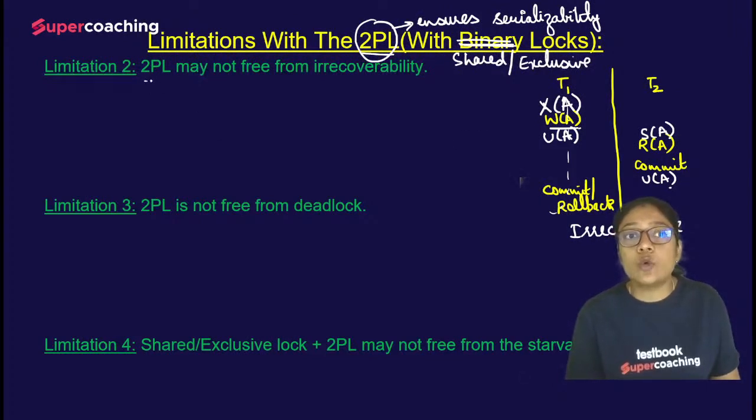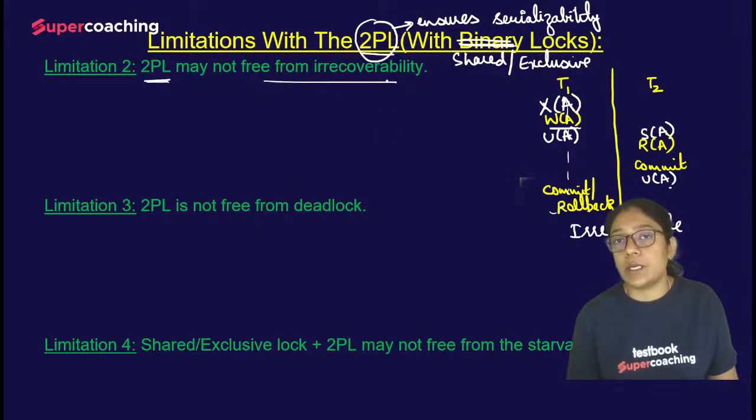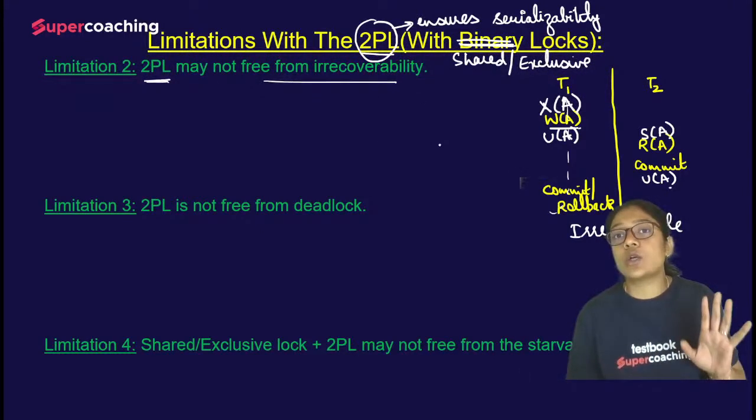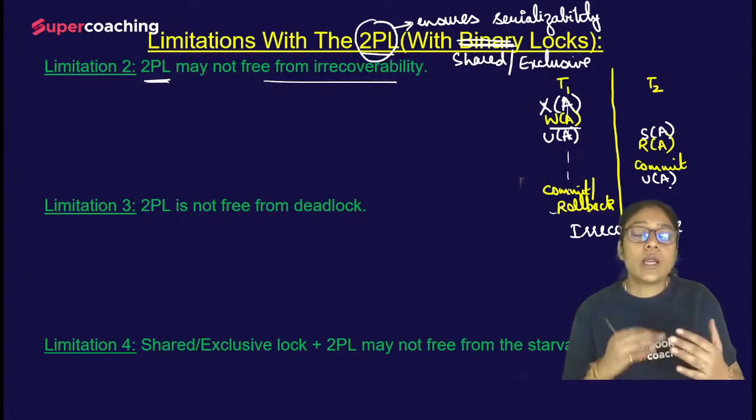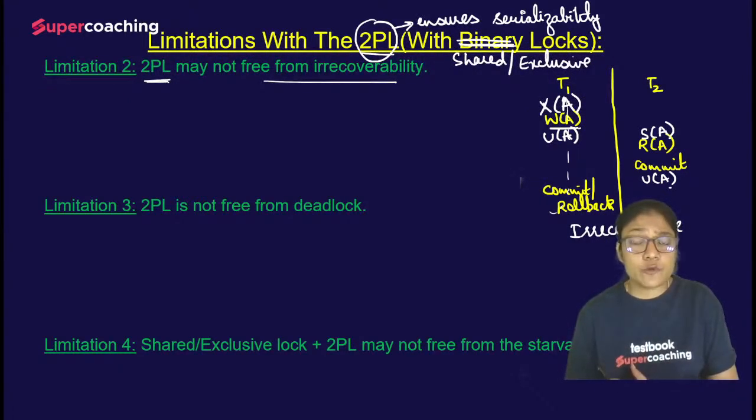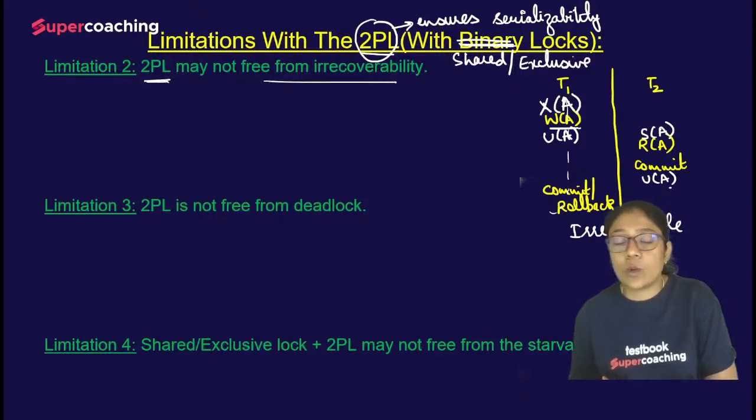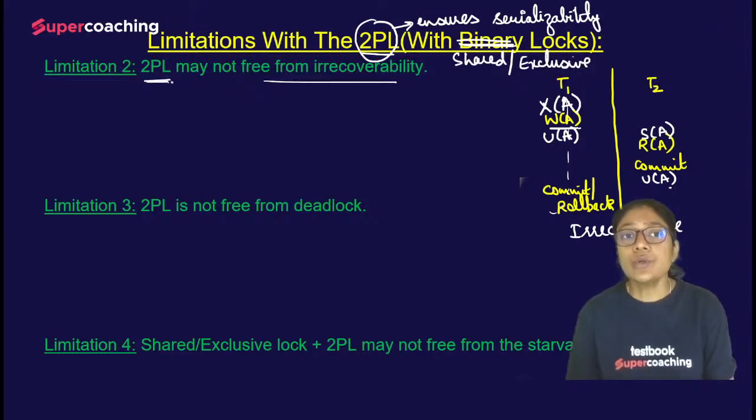So we can say that 2PL is not free from irrecoverability. It ensures serializability, but it does not ensure recoverability, because when we are considering the concept of 2PL, we are not at all considering the order of commits. We are not considering the commit order. So 2PL may not be free from irrecoverability. 2PL is not free from deadlock.